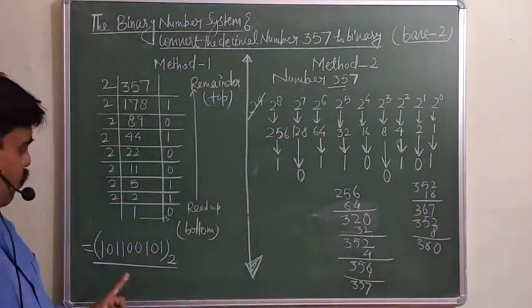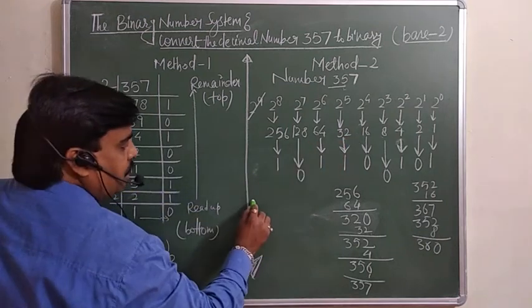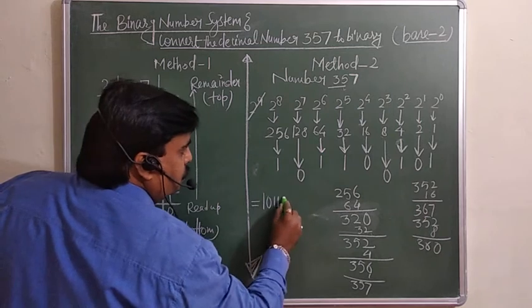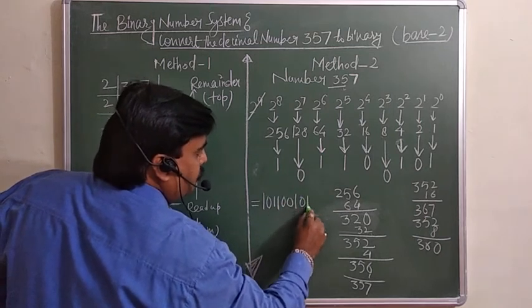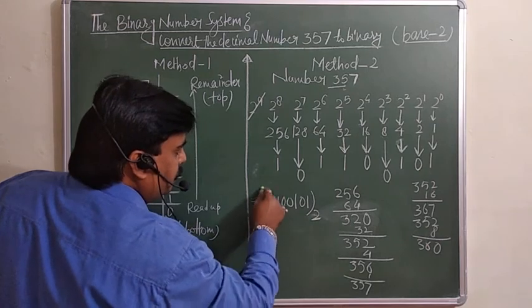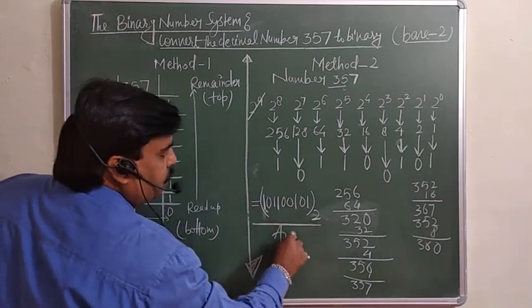So finally, what you are getting, just see now, you can write this number. So your binary number will be 1011000101 at the base 2. So this you can write now. So this is your second method and this is your answer.